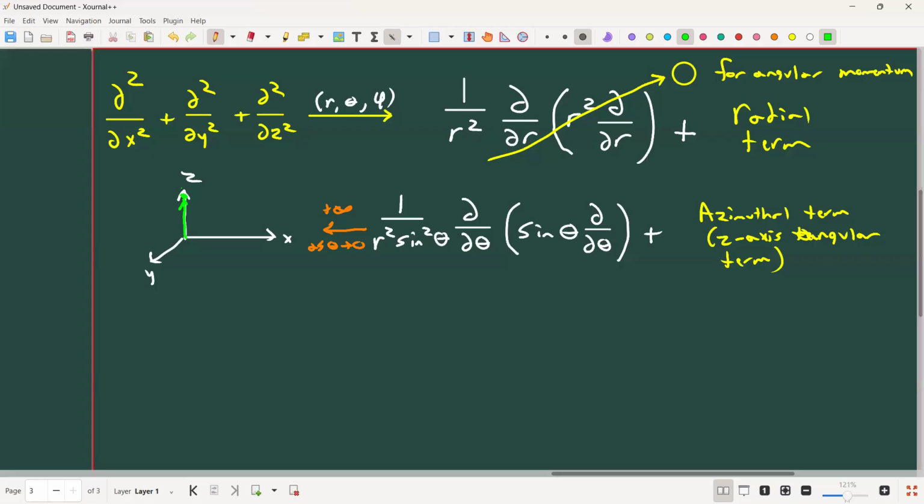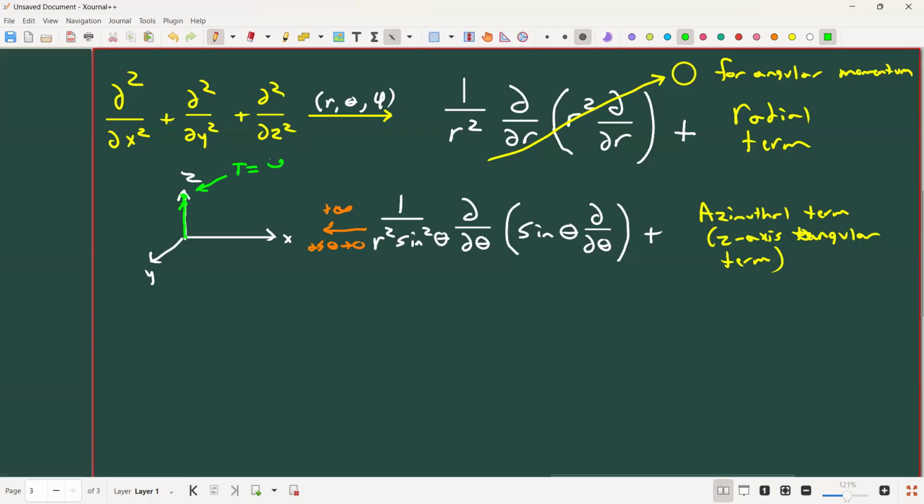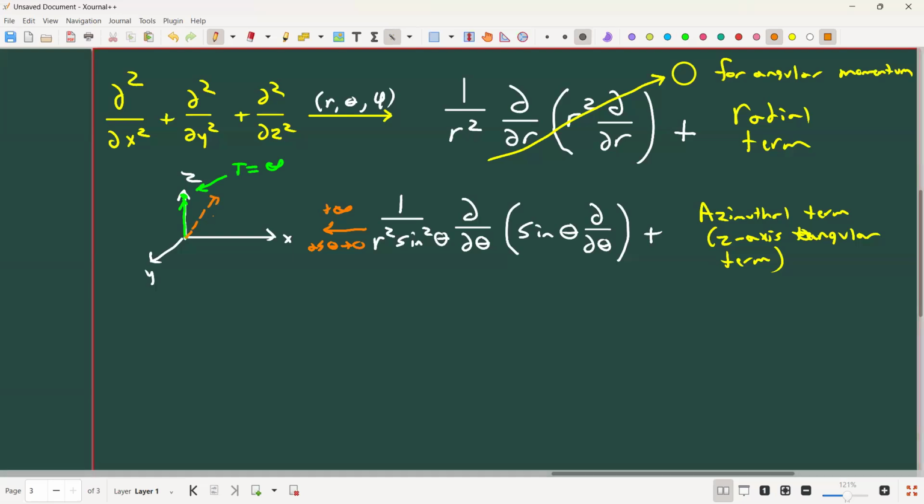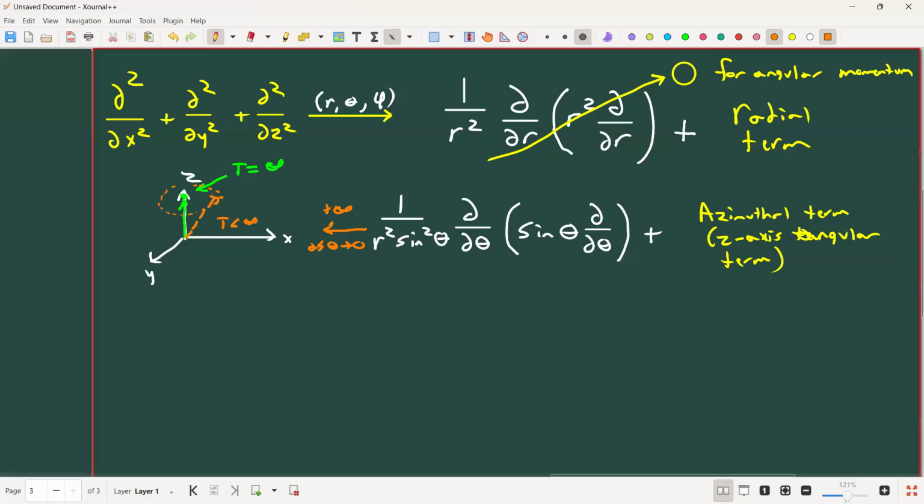There's no rotation anymore. There's no angular momentum. And so this is impossible. This is only possible if t is equal to infinity. And what this means is that as the system gets faster and faster, the electron is at some angle relative to z, and it has some precession angle, where it's precessing around its axis.